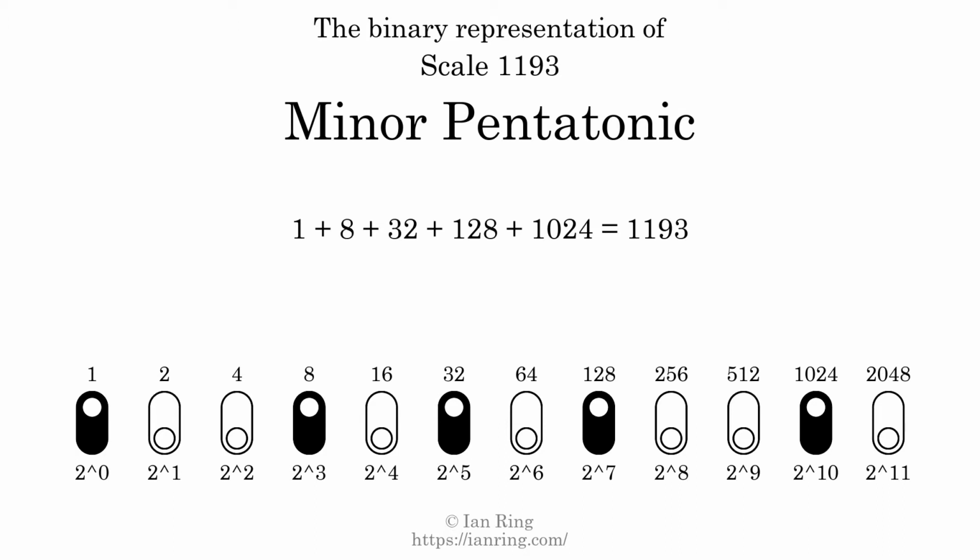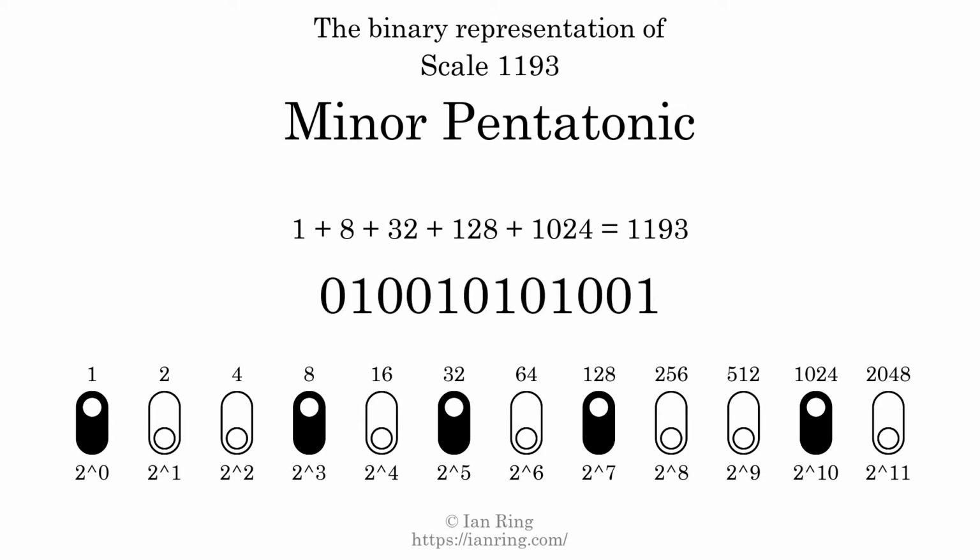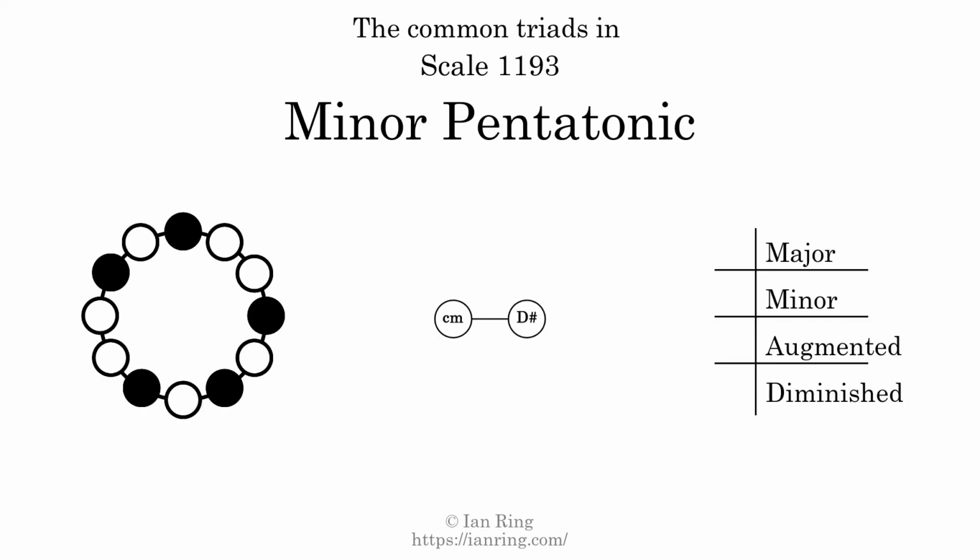1193. The scale number not only enumerates the scale with a unique index, but it also literally describes the tonal content of the scale. Represented as a binary number in base 2, the scale number is 010010101001. Here are the common triads present in this scale.